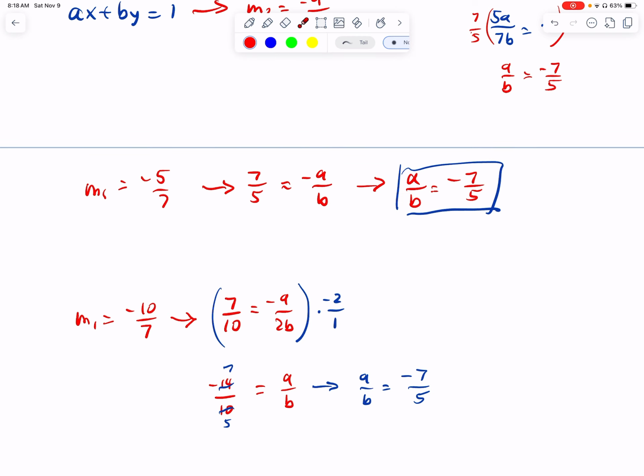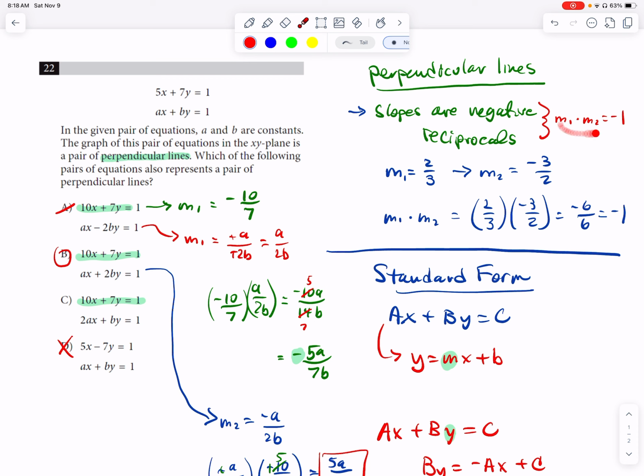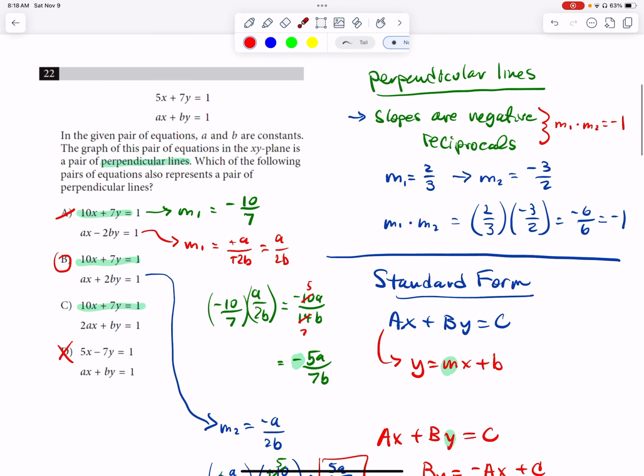Wow. So pick your poison. Do you want to do this by forcing the slopes to multiply up to negative 1, because that's what happens when they're negative reciprocals? Or do you want to find one of the slopes, find the negative reciprocal, and set that thing equal to the other slope? Either way, you're going to end up with answer choice B.